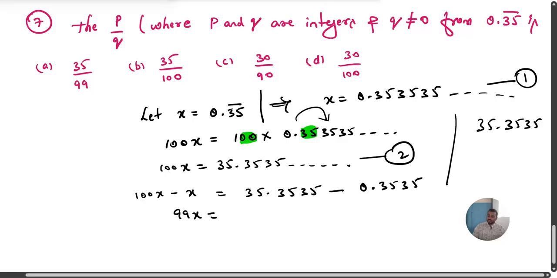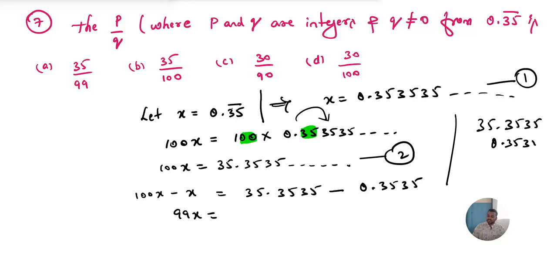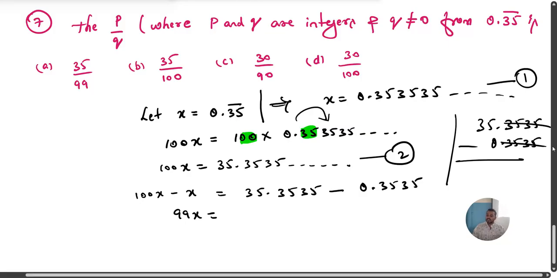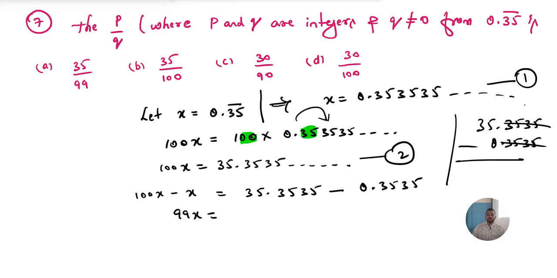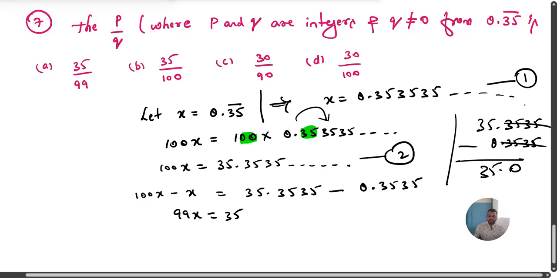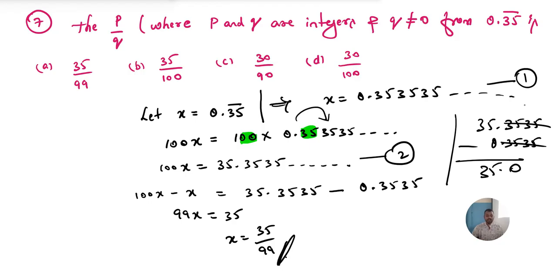35.3535 and 0.3535. If you subtract this 0.3535 from 0.3535, they get cancelled. All are 0. 0.35 minus 0 is 35. That is 35.0, and 35.0 is 35. So the value of x is 35 by 99. The value of x is 35 by 99. So option A is the right answer.